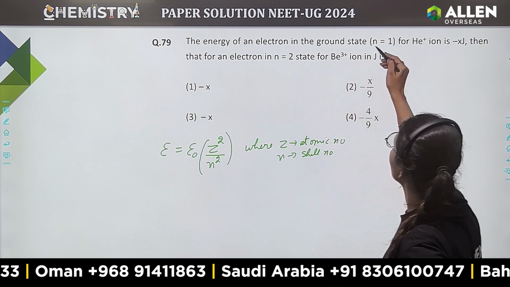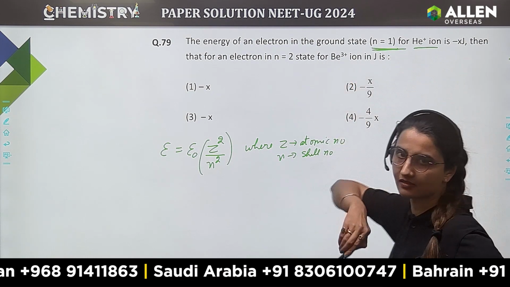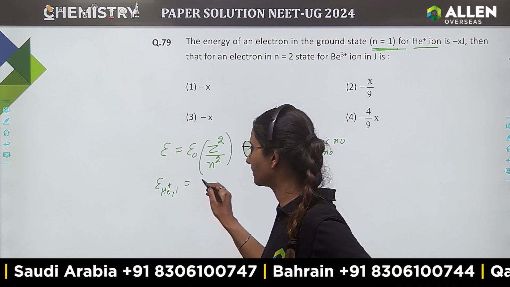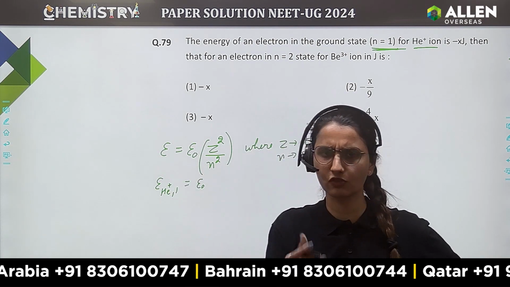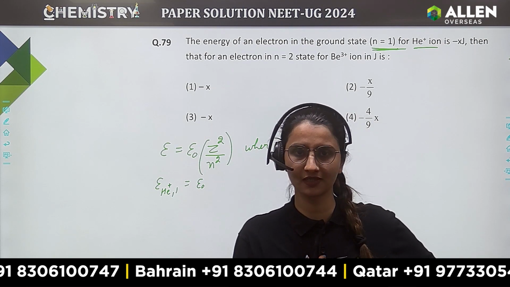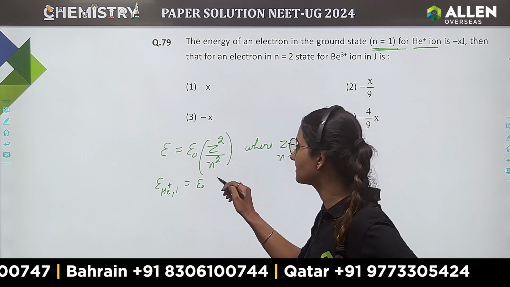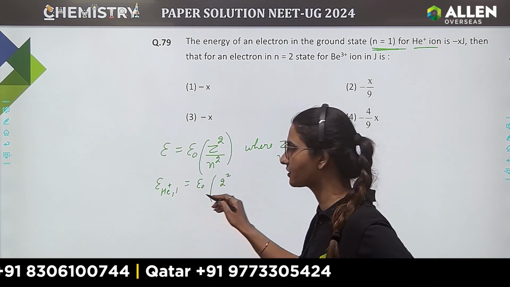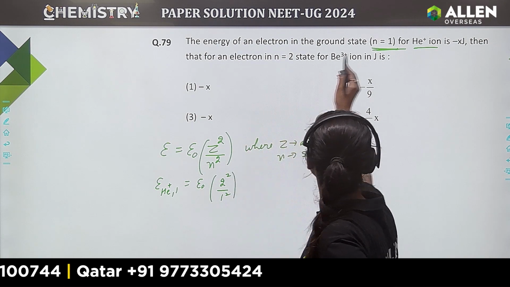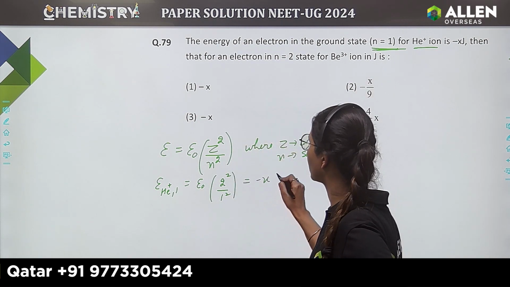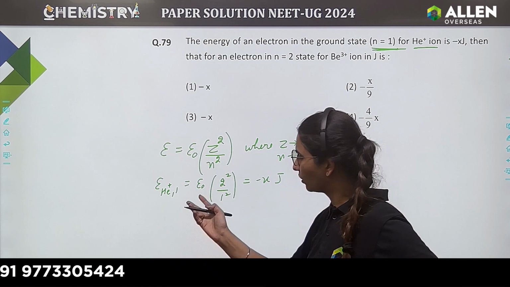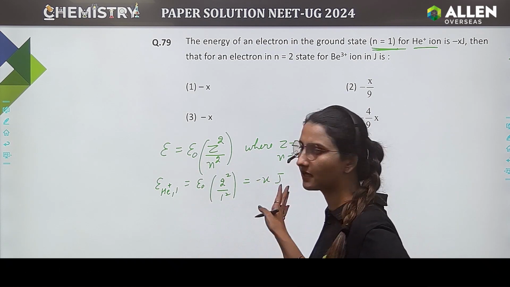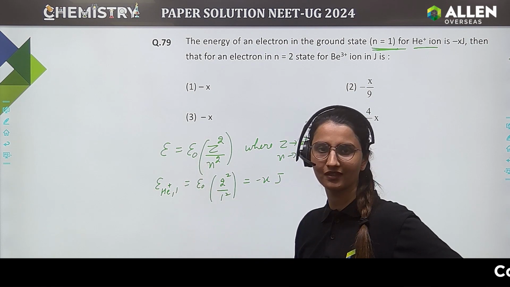So they are saying energy of electron in first shell of helium plus. Students, if I'm finding energy of helium plus for first shell, E naught is a constant, no need to substitute. We know the value, minus 13.6 electron volt. What is Z? Z is atomic number. For helium, atomic number is 2. What is shell number? First shell, 1 square. This value is given what? Minus x. Okay, they have given in joule. Although not required, E naught in joule is 2.18 into 10 raised to power minus 18 joule per atom, but not required. We'll cancel out.